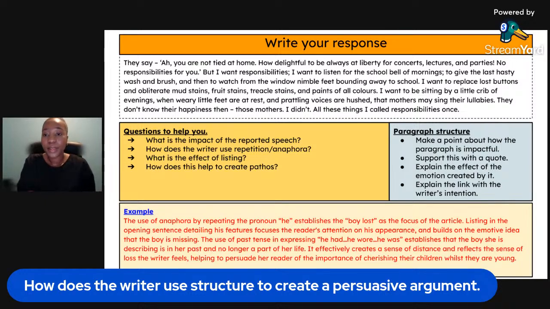Just one more minute before we look at the example paragraph. One more minute. So again, explain the effect of the emotion created there. Okay, Veronica, that's specifically for you. Explain the effect of the emotion created by listing those responsibilities that she doesn't have anymore. How does she feel about that? How does that help her argument?